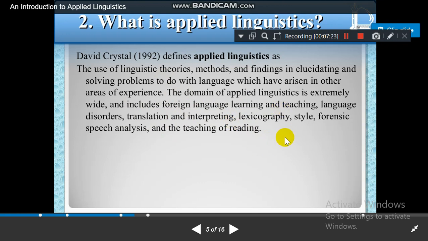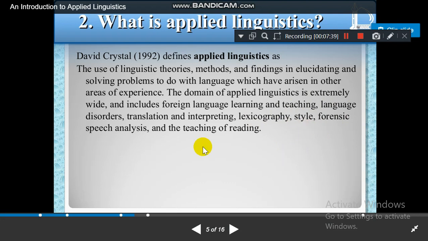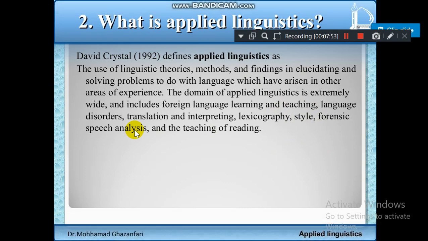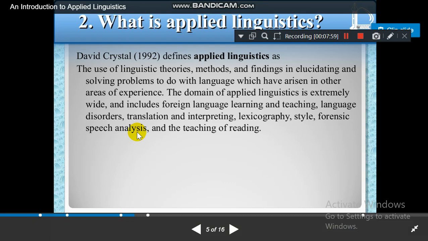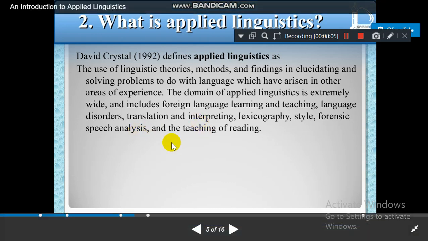Lexicography, which is the study of the making and the writing of dictionaries. Stylistics. Here, stylistics is a branch of applied linguistics. We studied that, I think, in S5. Forensic speech analysis, where we use the tools of theories of linguistics to solve crimes, to decide whether someone is guilty or not by analyzing their speech, by analyzing words, sounds, pronunciation, accents, and stuff like that. So this is it.